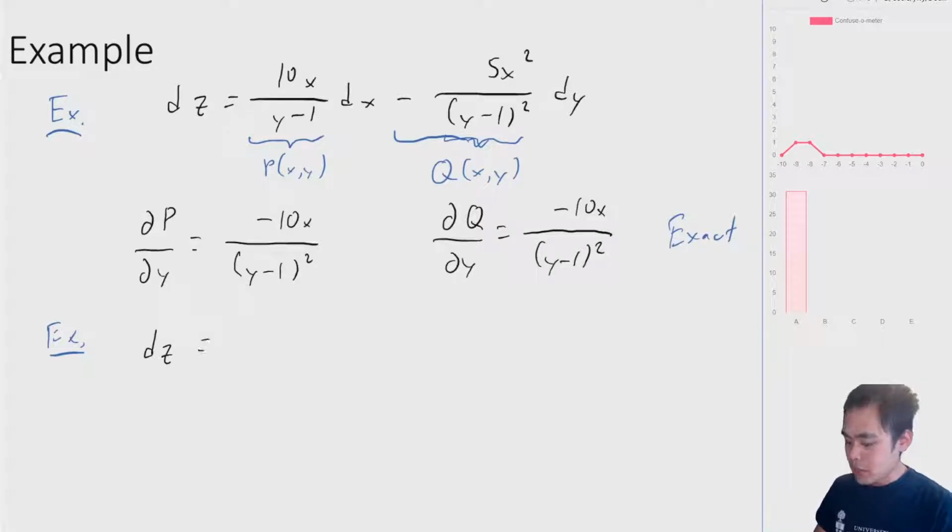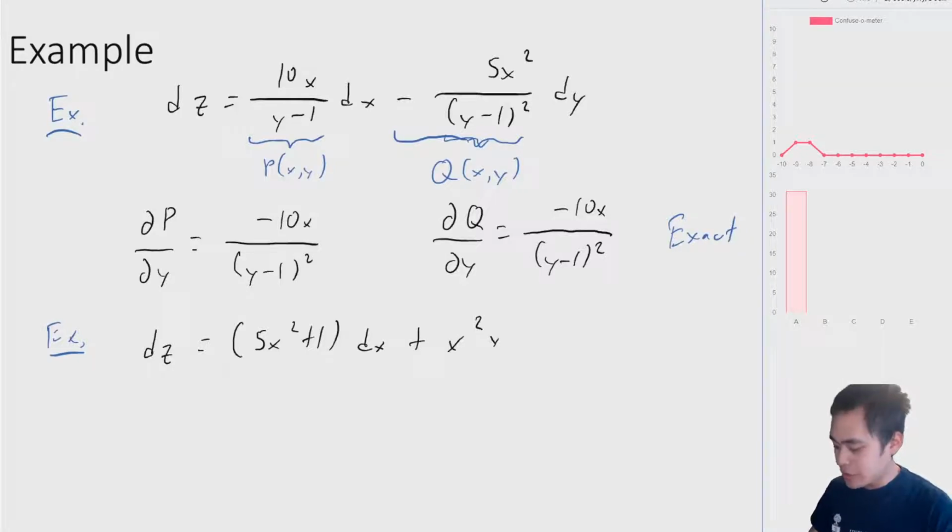Let me give an example again where it fails. If you have 5x squared plus 1 dx plus x squared y, xy squared. Let me give the right example. Xy squared dy. So here, this is p of xy, and this is q of xy.